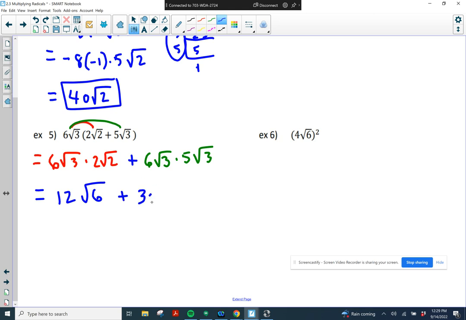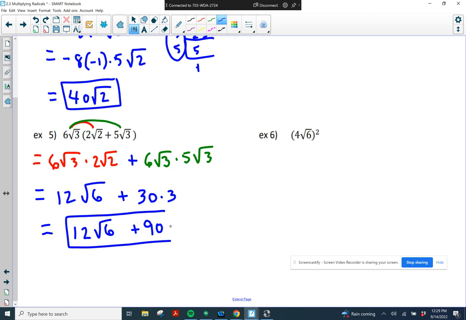Think of those as being the coefficients of the radical. It's in front. 6 times 5 is 30. What's square root 3 times square root 3? It's square root 9, but it's also 3. So we'll have 12 times the square root of 6 plus 90. 30 times 3 is 90. Or I could write 90 plus 12 square root of 6. It doesn't matter which order we write them in. And we're done.